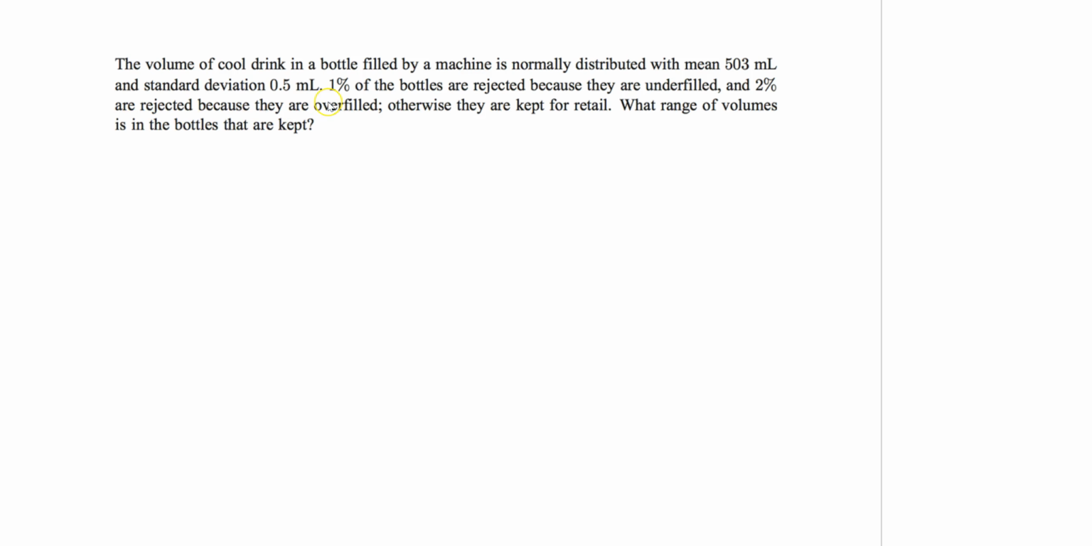So they want to know what volume has to be to get kicked out on the lower end, and what volume has to be to get kicked out on the higher end. So we're basically going to find both sides, right? So look what we have. We have the mean. We got my standard deviation right there. Now they tell us 1% of the bottles are rejected because they're underfilled. So if X is less than K, some value, then that's considered underfilled. So that's going to equal 0.01, 1%, right? 1% is 0.01, not 0.1.